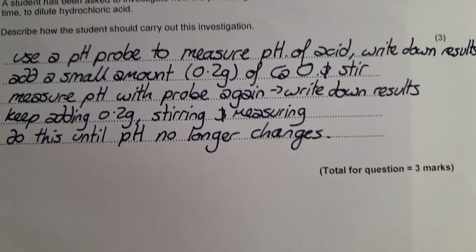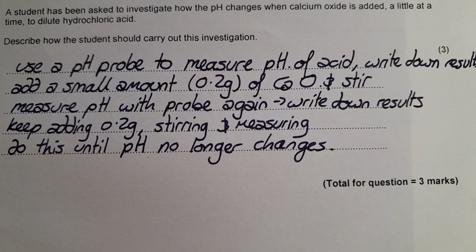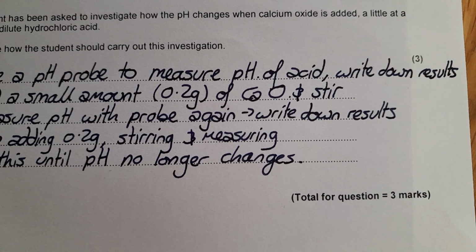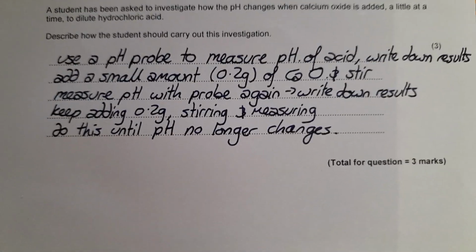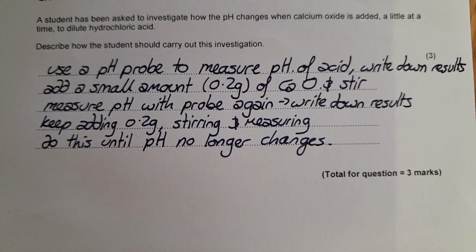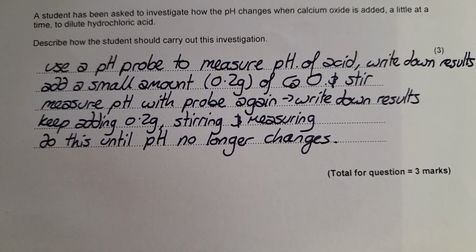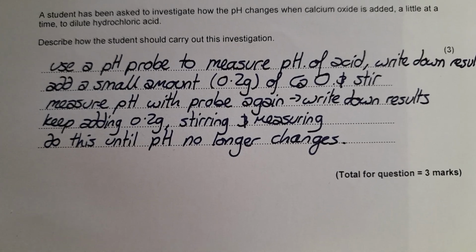An improvement is usually using the pH probe. I've just started with the improved one. I also put write down the results. You probably don't need to put that, but then again, a lot of people forget to write down results, so it's always worth putting it down. I've said add a small amount of calcium oxide, stir. I could have written down stir until it all dissolves, stir until it has all reacted.